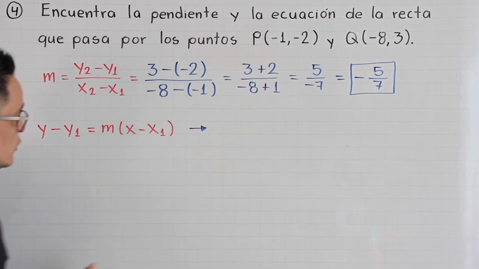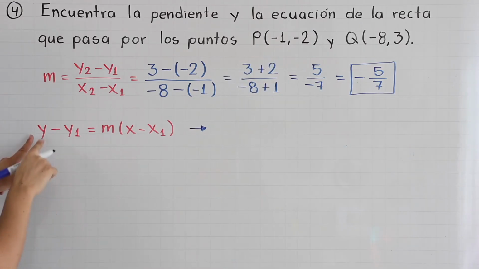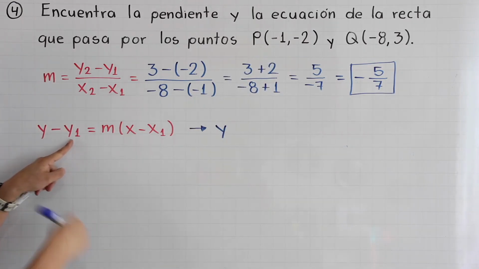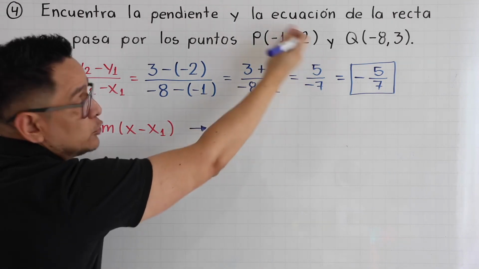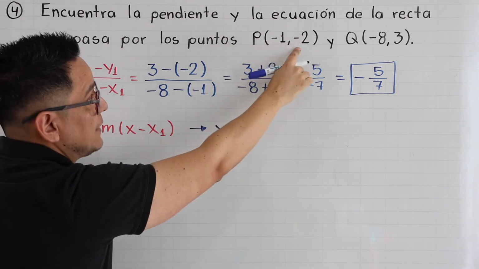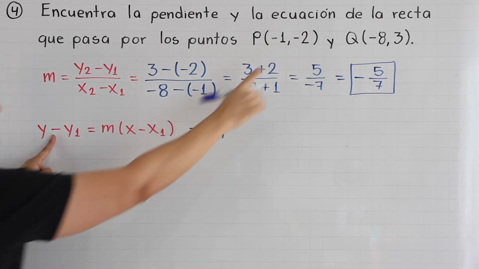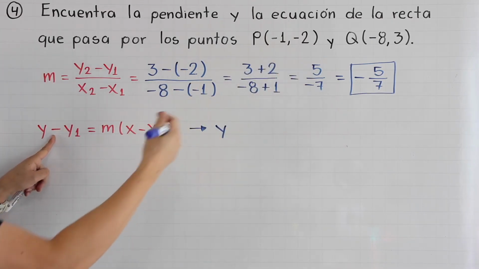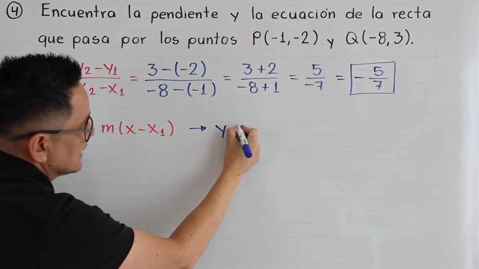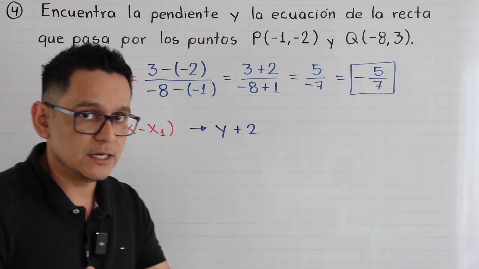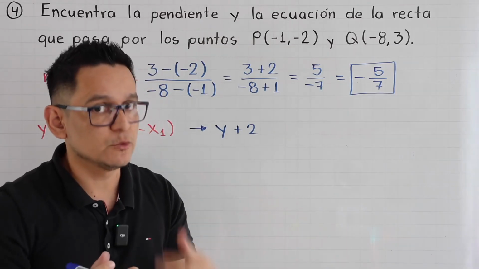Okay, pay attention here. If I take point P, I get y minus y1. But how much is y1 if I'm taking this point? Well, it's -2. So I would have y minus -2. But subtracting -2 is the same as adding 2. So I'm getting y plus 2. Are we on the same page? It's y minus -2, which is the same as y plus 2.